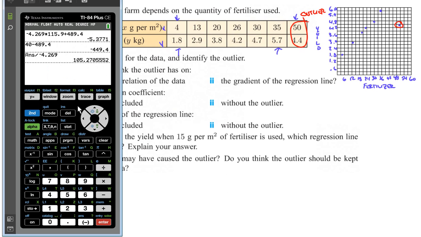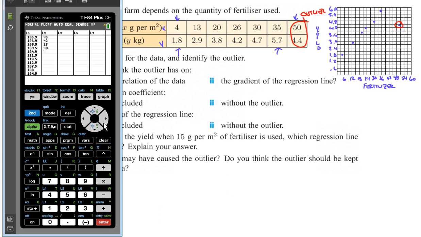To do that, bring up our graphing calculator, stat, edit, and we're going to put all of our data here in our lists. So this is all of our X, this is all of our Y. Here's all of our data entered in here.